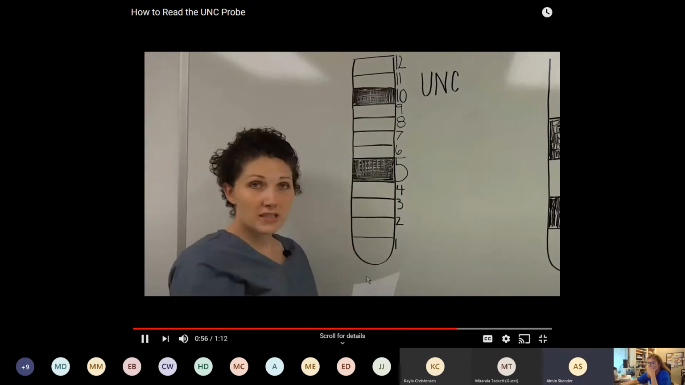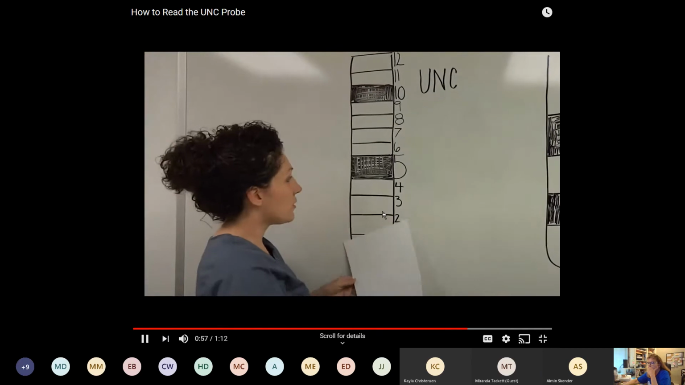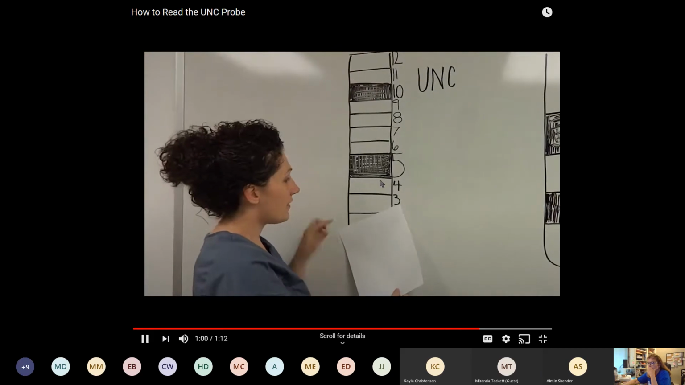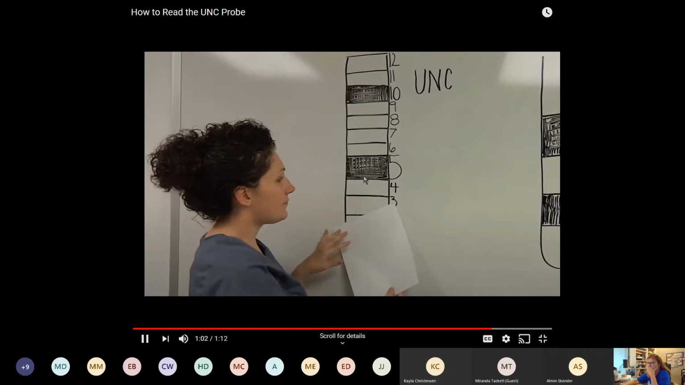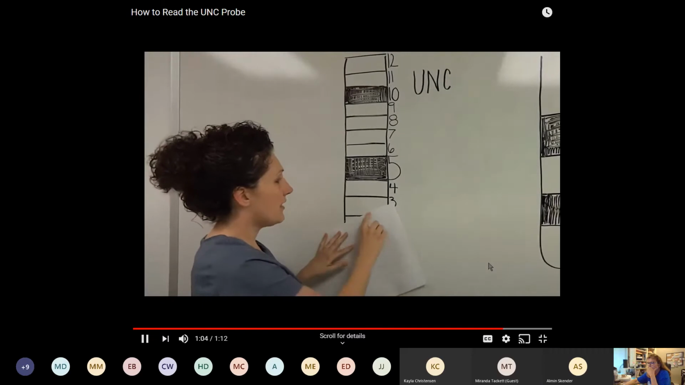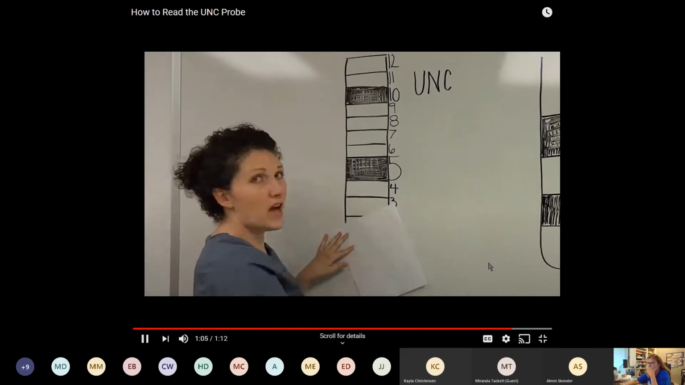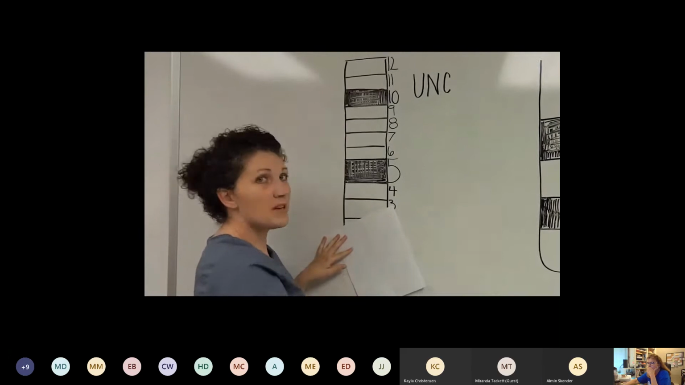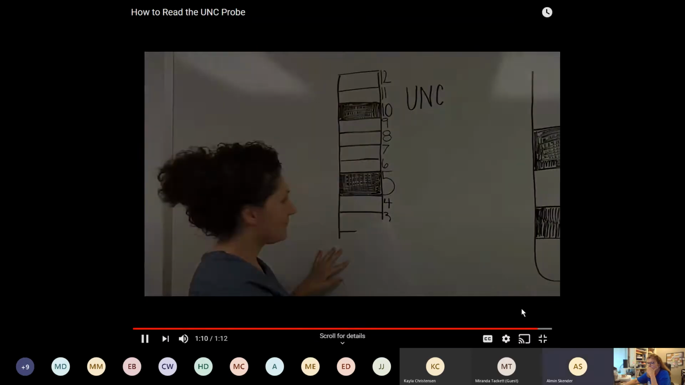Now let's say, for example, you're tilting it into the gingival sulcus and you have it at an angle. So it's covering the 2 area and the 3 area. What you want to do is take the measurement from the top. So this would actually be a measurement of a 3 millimeter pocket.